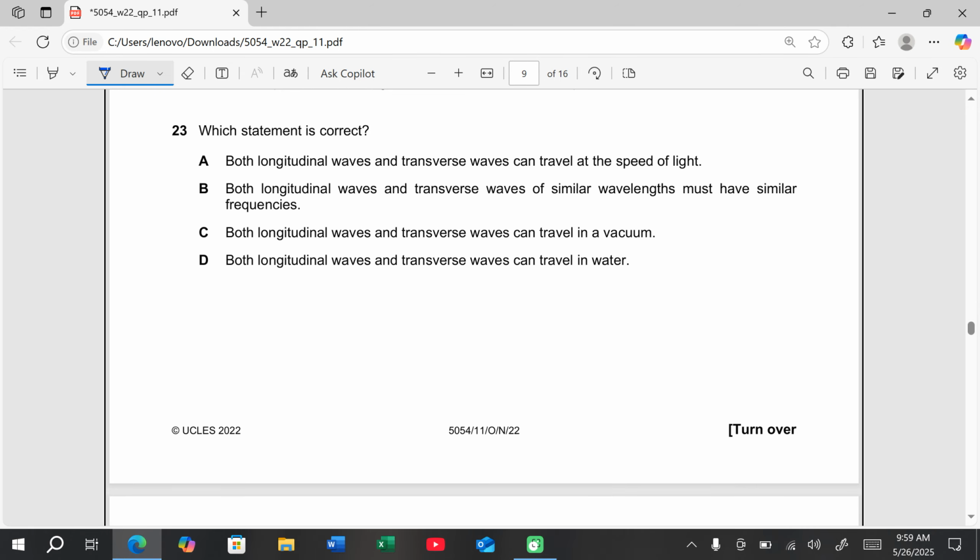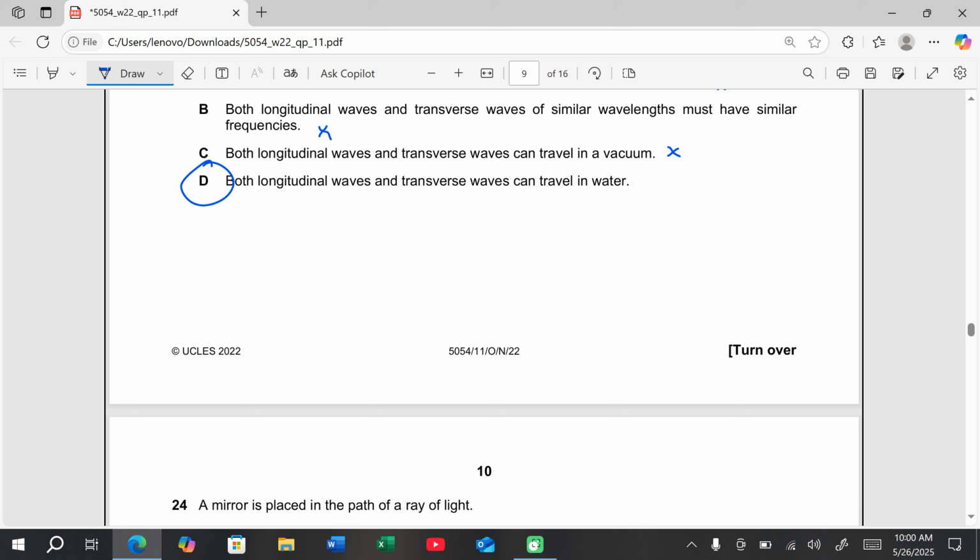Which statement is correct? Both longitudinal wave and transverse wave can travel at the speed of light? No, they can't. Both longitudinal waves and transverse waves of similar wavelengths must have similar frequency? That's not the case. Both can travel in vacuum? No, longitudinal wave cannot. Both can travel in water? Yes, they can travel through water. Light and sound both travel through water.